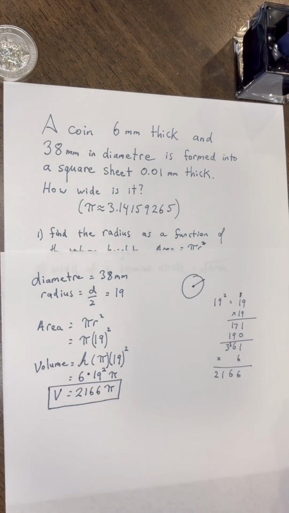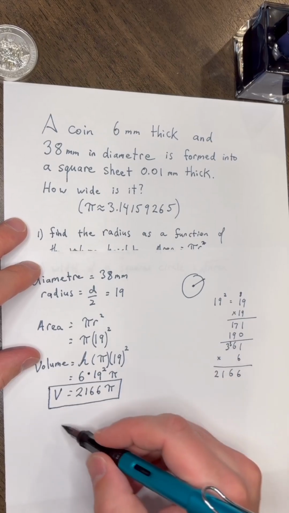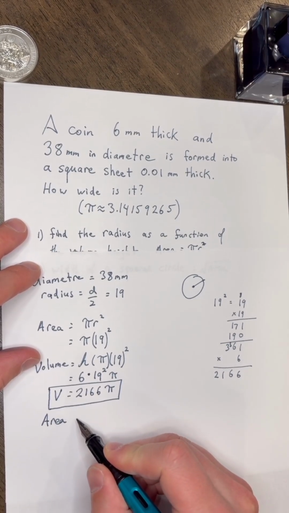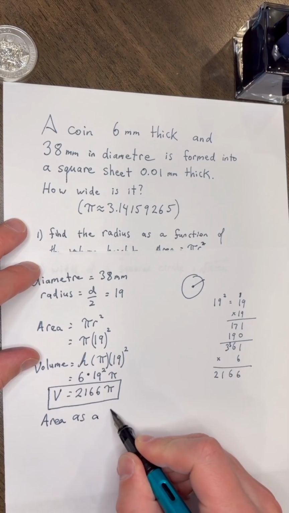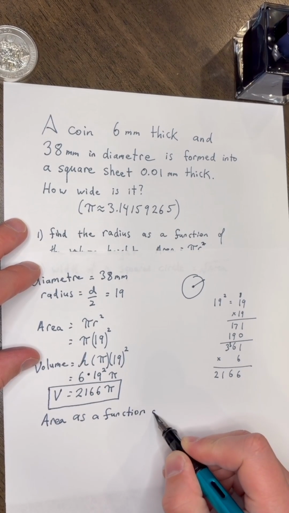All right, so you see here, I got the volume. Volume is of course pi r squared times the height. So we already know the height, we already know the radius. We can find the actual volume of the coin.